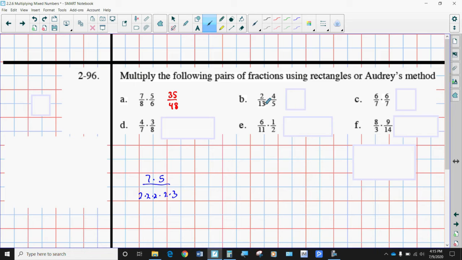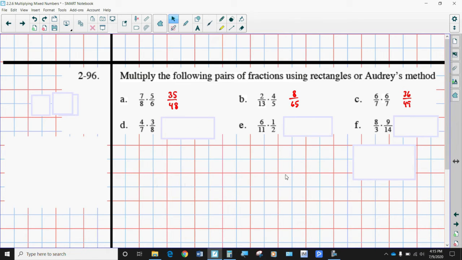Same thing applies here. 13 and 5 are both prime numbers, and 2 and 4 are not factors of those prime numbers, so we're not going to simplify this fraction either. That answer is 8 over 65. Same thing here. 6 over 7 times 6 over 7, there will be no common factors, so our final answer is 36 over 49.